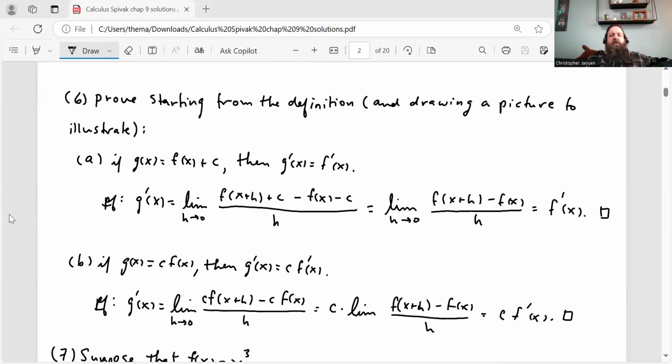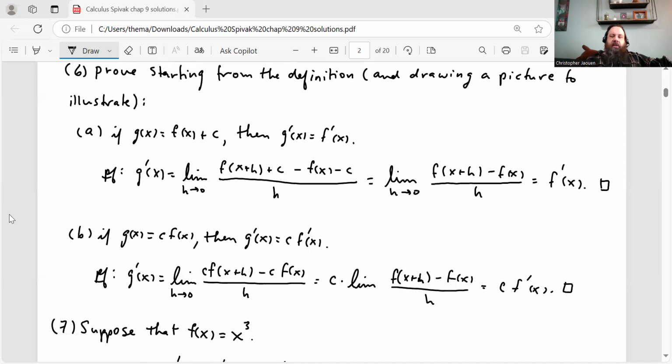Part A says if g of x equals f of x plus c, then g prime of x equals f prime of x. This should make sense because f of x plus c is just a translation either upward or downward by c units of the graph of f. So the graphs of g and f should be parallel at any x value. The tangent lines, I mean, to g and f should be parallel at any x value. That's what g prime equals f prime means. So here's the proof. g prime of x equals the limit as h goes to 0 of f of x plus h plus c, minus f of x minus c, all over h. And then when you simplify, you get the derivative of f.